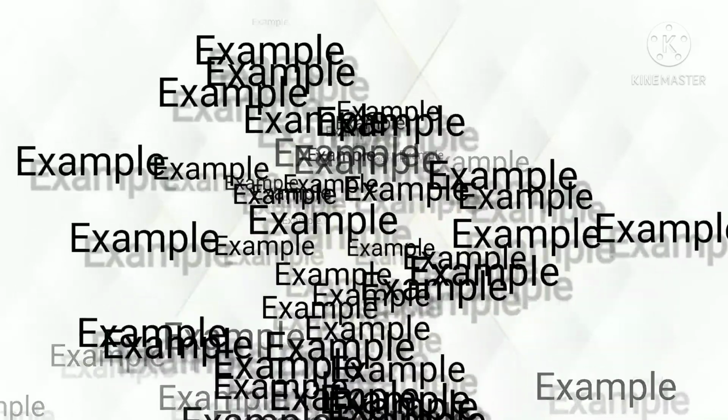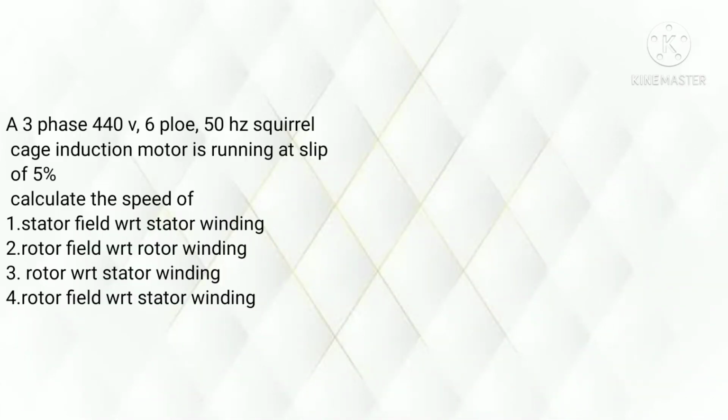Let's see this example. A 3-phase, 440 volt, 6-pole, 50 Hz squirrel cage induction motor is running at a slip of 5%. Calculate the speed of the stator field with respect to the stator winding. Calculate the speed of the rotor with respect to the stator winding. Calculate the speed of the rotor field with respect to the rotor winding. Calculate the speed of the rotor field with respect to the stator winding.